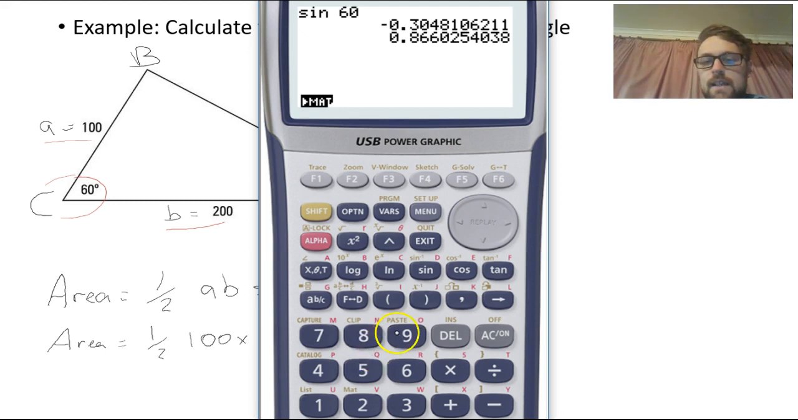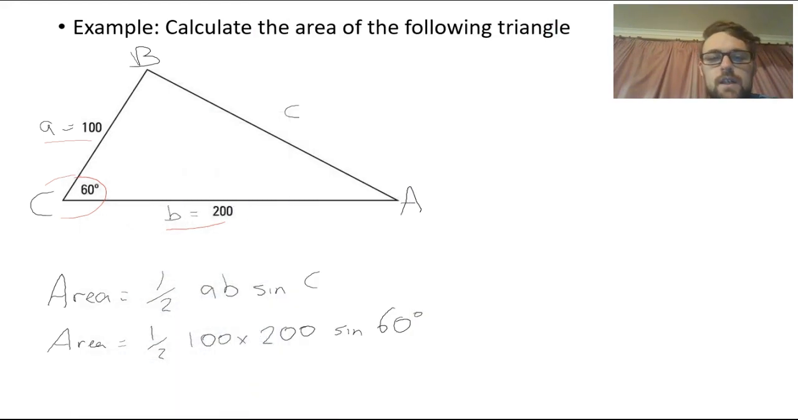So what I want to do is, from the equation, I want to do half. So 0.5 times 100 times 200 times by the sine of 60 degrees. And I get 8660.25. So that equals 8660.25.